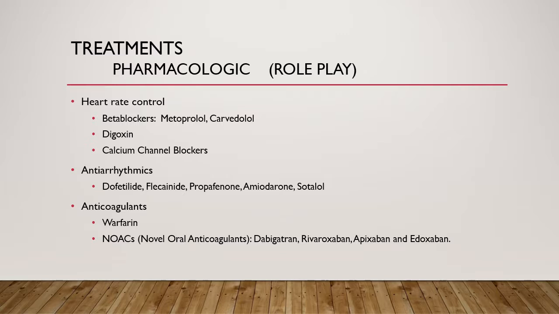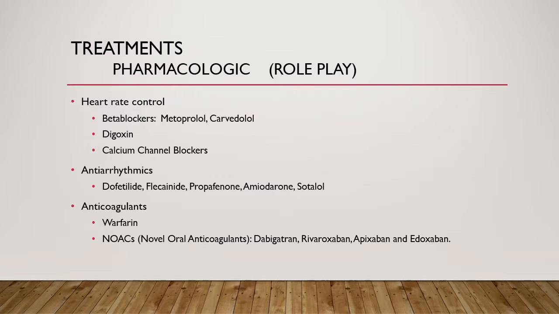There are three main categories of medications that are given for AFib. We will be using these medications in a role play in a minute here after we go over them. So the first type of medication given for AFib is for heart rate control. These medications include beta blockers, such as metoprolol or carvedilol. Digoxin is given for heart rate control, and calcium channel blockers are also. The goal is to keep the heart rate under 100.